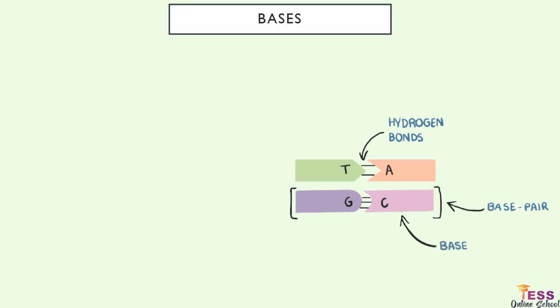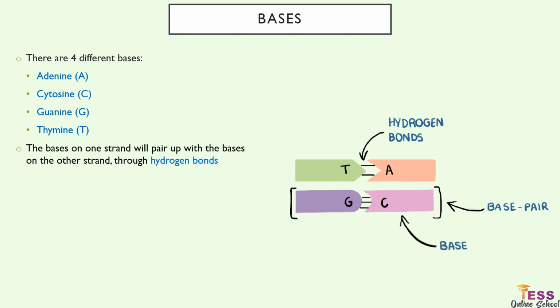Let's now break down the bases. There are 4 different bases: adenine, cytosine, guanine, and thymine, which pair up with other bases on another strand by forming hydrogen bonds. You can see in the diagram there are 2 hydrogen bonds joining A and T, and 3 hydrogen bonds joining C and G.